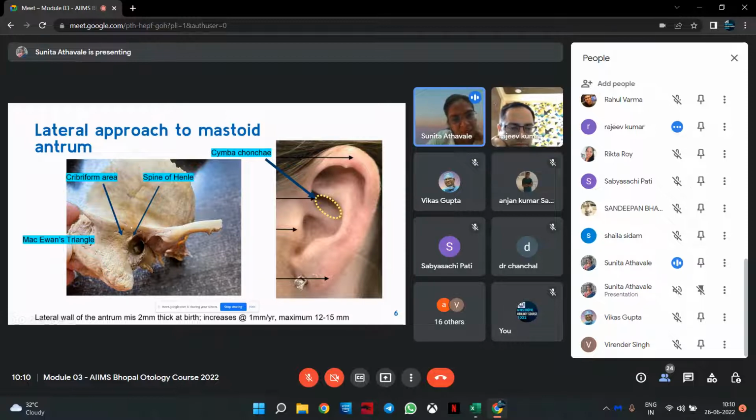The cursor is right now moving on the supramastoid crest, and this forms one boundary of McEwen's triangle. Another boundary is the posterior superior margin of the external acoustic meatus, and the third boundary is a tangential line drawn along the posterior margin of the external acoustic meatus. So one, supramastoid crest; second, posterior superior margin of the external acoustic meatus; and third, a tangential line drawn along the posterior margin. So a triangle is formed, and this triangle overlies the mastoid antrum.